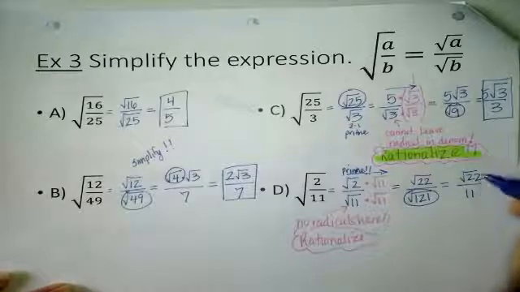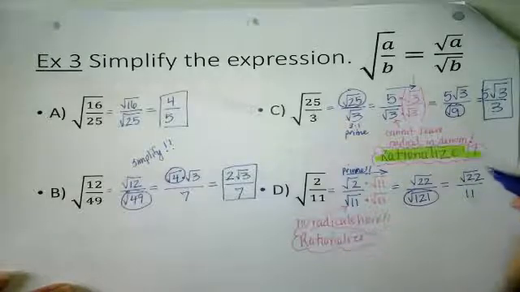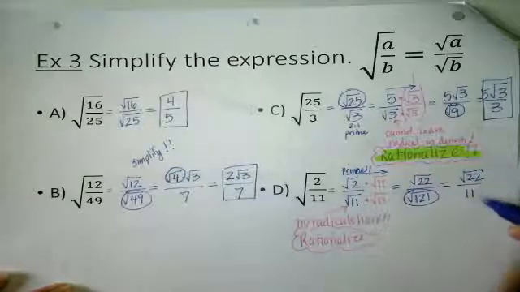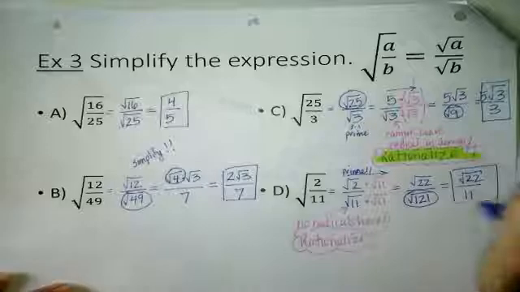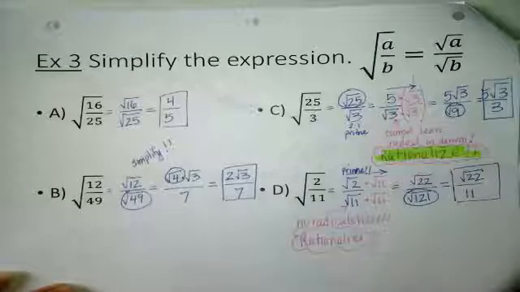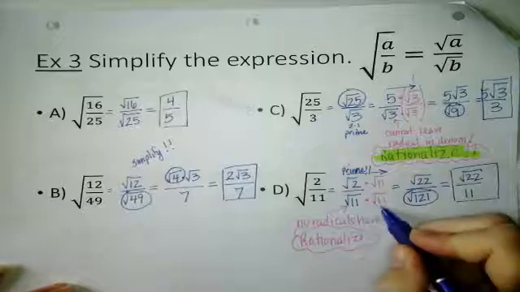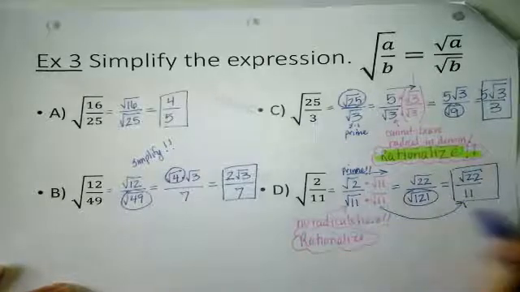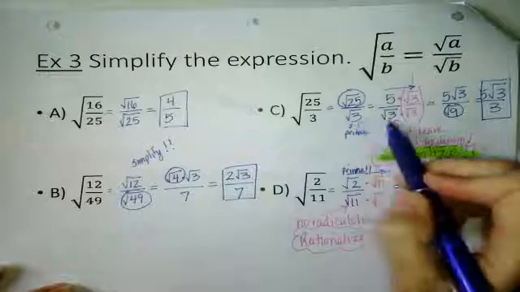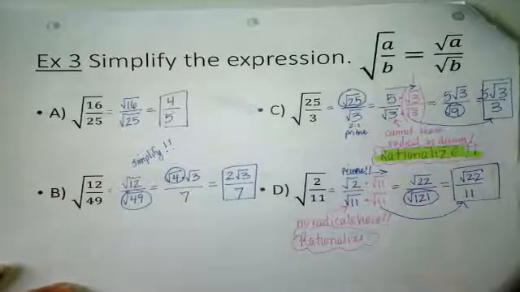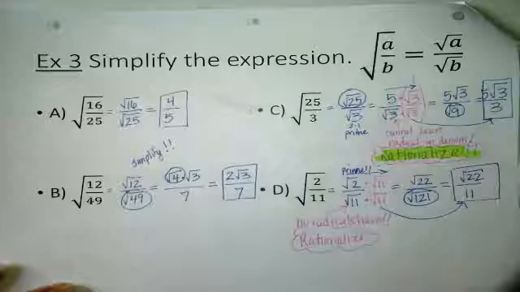Can we reduce the 22 and the 11? No, we cannot, because again, that radical 22 is totally radical and 11 is a regular Joe. Doesn't mix. You'll notice radical 11 times radical 11 just becomes 11. Radical 3 times radical 3 just becomes 3. Kind of a nice shortcut, okay?